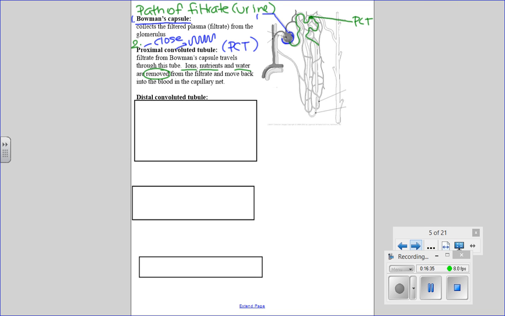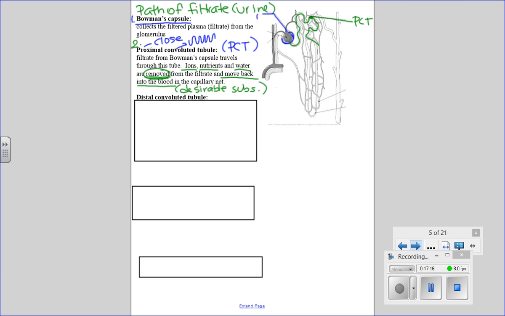So here's what happens. Basically, your blood gets filtered, but a bunch of stuff that your body wants to keep gets filtered along with it. So the first section of this tubule is to remove all of these desirable substances and move them back into the blood. So this is where things that I want to keep, things like glucose, things like water, are taken out of the filtrate and put back into the blood so your body can keep them.